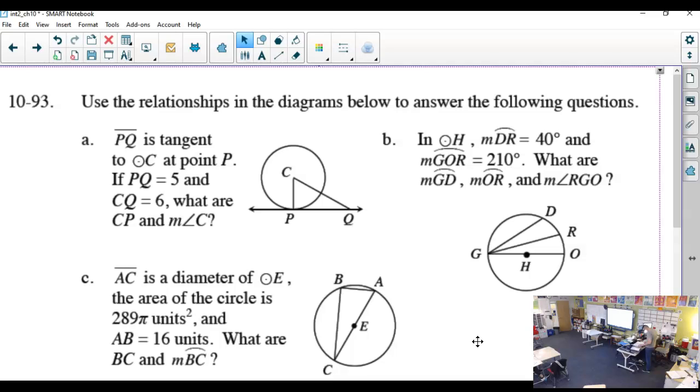Wait, okay, what's the square root of 289? 17? So 17 times 2 is 34. The diameter is 34 units, and AB is 16 units, and then trigonometry. Wait, but we don't know if it's a right triangle. Oh, yes, we do, because it's a diameter and ABC has to be a right angle. Got it. We need to find the measure of angle A. Okay, then do that.